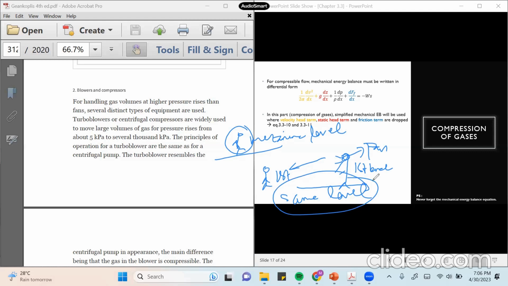But this is only applicable for incompressible gas, or the gas that passes through the fan. The gas that passes through a blower or a compressor will usually have a delta Z. For incompressible gas or gas that passes through the fan, the delta Z is 0, but the gas that passes through a blower and compressor will elevate in height.